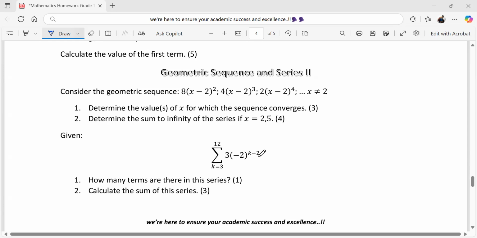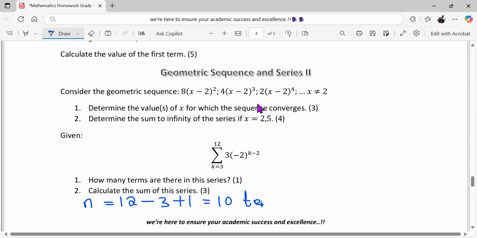10 terms. How did you find the 10? Say it was 12 minus 3 plus 1. Okay, thank you so much, sir. So the number of terms equals top minus bottom plus 1. So 12 minus 3, that's 9. Added to 1, we get a 10. This is the number of terms.